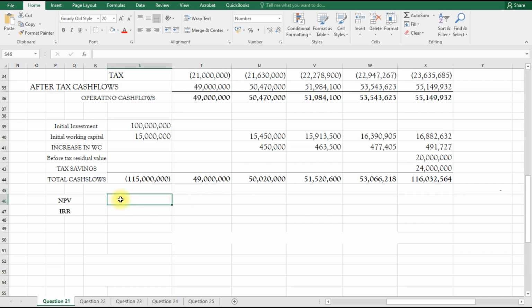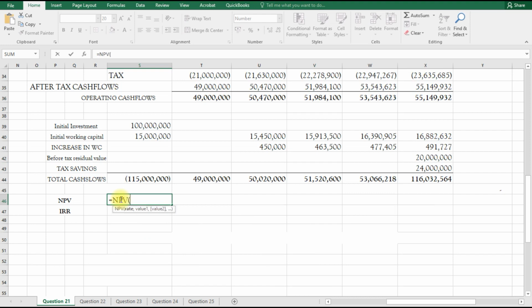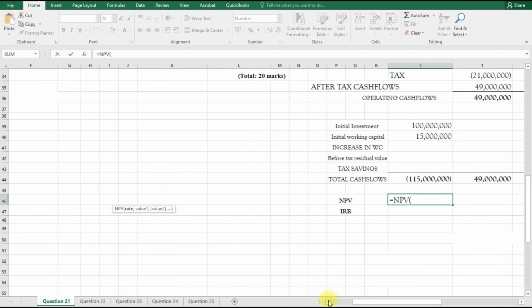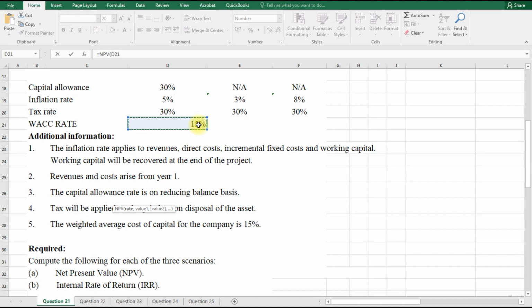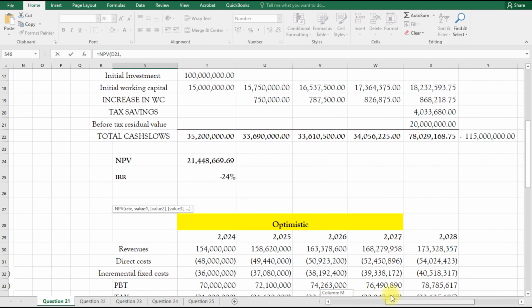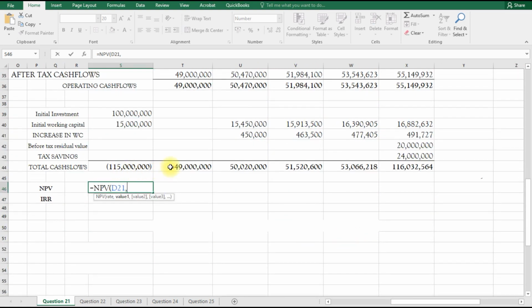For our NPV, it will be equals to NPV. I'll tab our rate. So our rate, we had it here, and this was our rate. And we put a comma, so we pick our cash flow from year 1 until year 5. I close the bracket and I'll add my initial, which was a negative, and I enter.